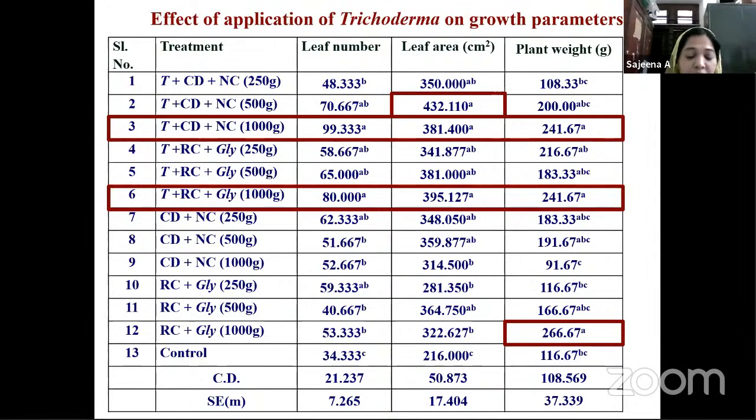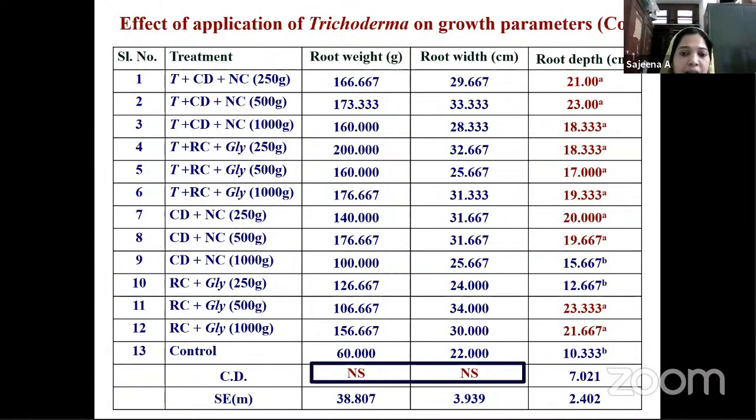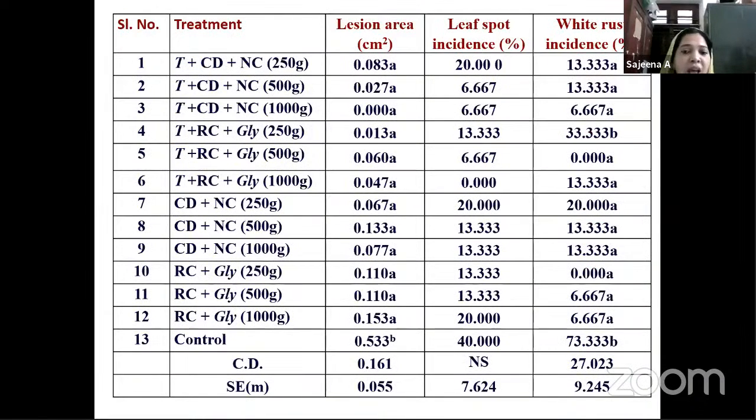Coming to the growth parameters, the plants applied with multiplied Trichoderma in rice chaff and Gliricidia as well as cow dung and neem cake at 1 kg per plant, 1 week before planting, had the maximum leaf number, leaf area as well as plant weight. But coming to the root parameters, the treatments didn't significantly differ in root weight and width, but there was a difference in the root depth. Incidence of leaf spot and white rust was observed. The leaf spot incidence was non-significant, it was very mild, but white rust incidence was significant among the different treatments.